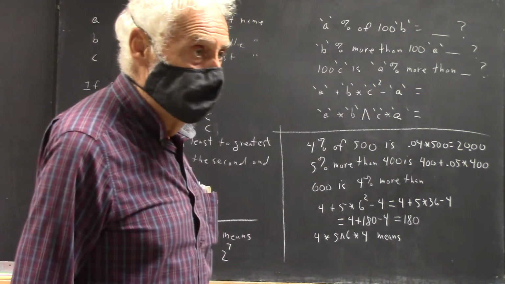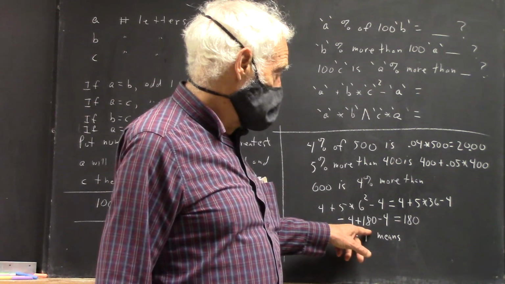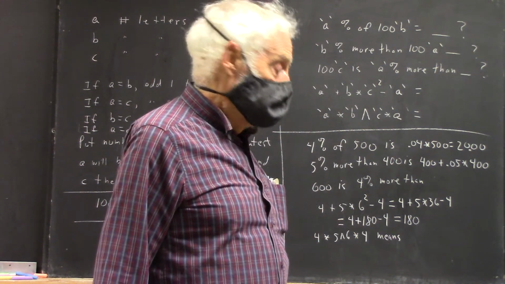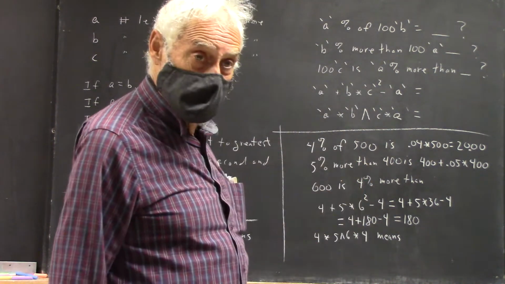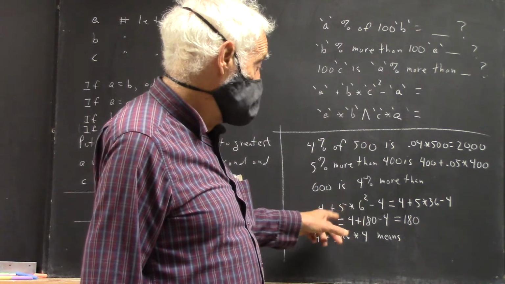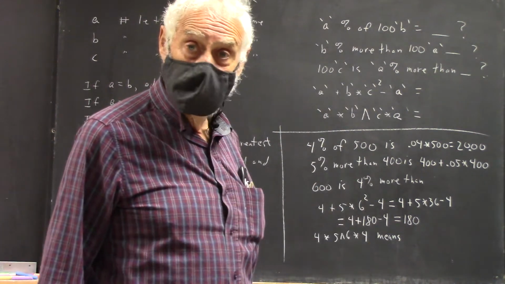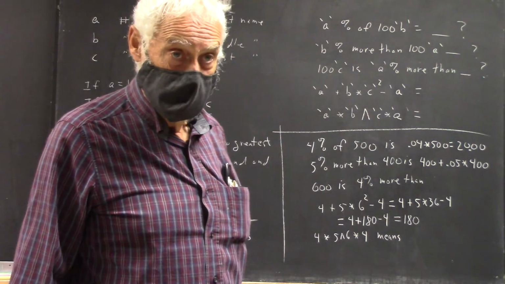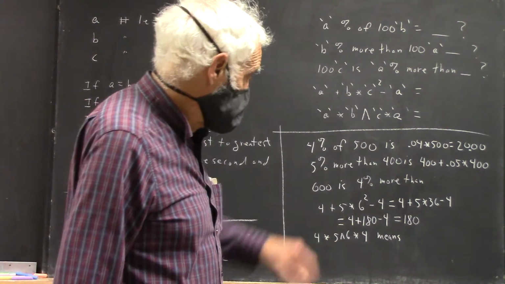Okay? 4 plus 180 is 184, subtract 4, 180. Now you can rearrange the order of these things too. You could say, well, that's the same as 4 minus 4 plus 180. 4 minus 4 is 0, you've got 180. Okay? There's a number of ways you can write that one out.